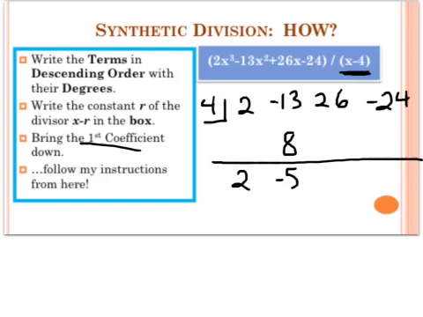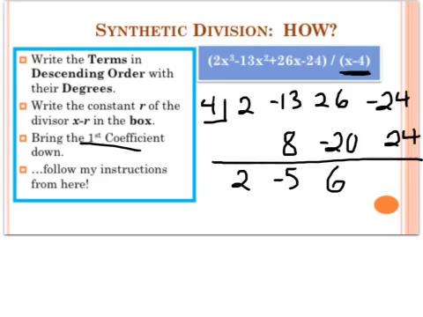And then negative 5, I'm going to multiply it times the 4. That's going to give me negative 20. So 26 minus the 20 is a 6. And then 6 times 4 is 24.